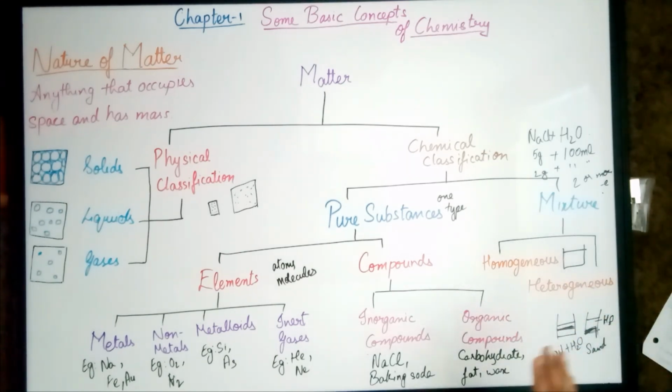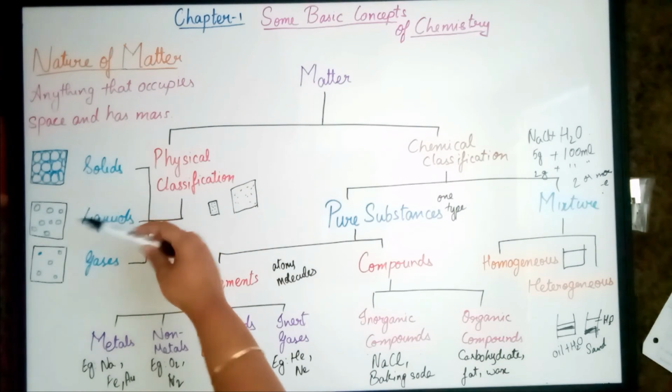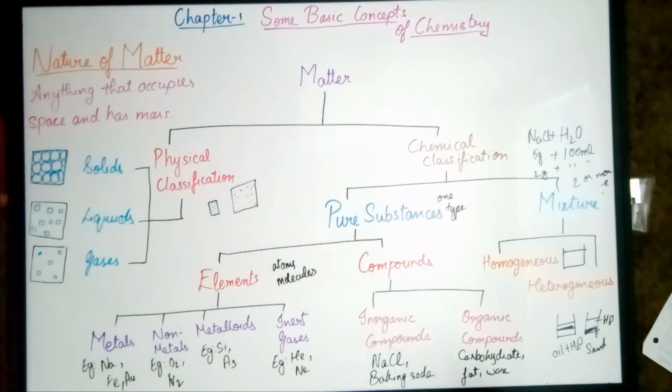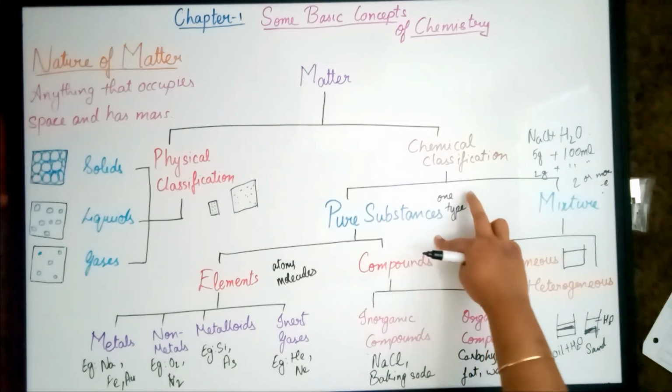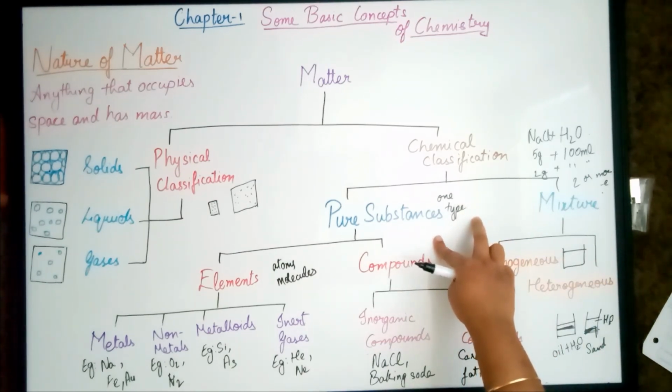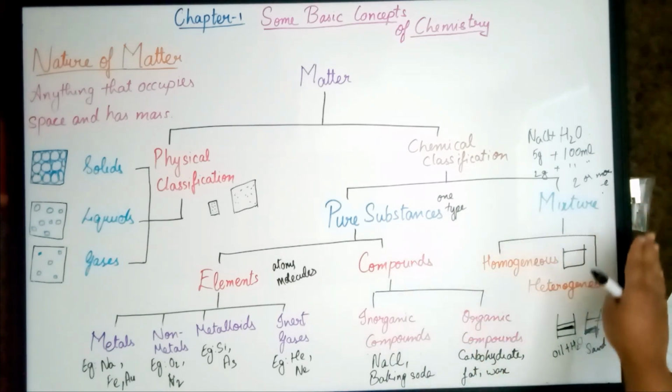Okay, so matter is anything that occupies space and has mass. It has two primary classifications: the physical classification and the chemical classification. In physical, we have solids, liquids, and gases. In solids, particles are closely packed; in liquids, they're further apart; and in gases, they're very far apart. The chemical classification has pure substances and mixtures. Pure substances contain only one type of atom or molecule. Mixtures have two or more.